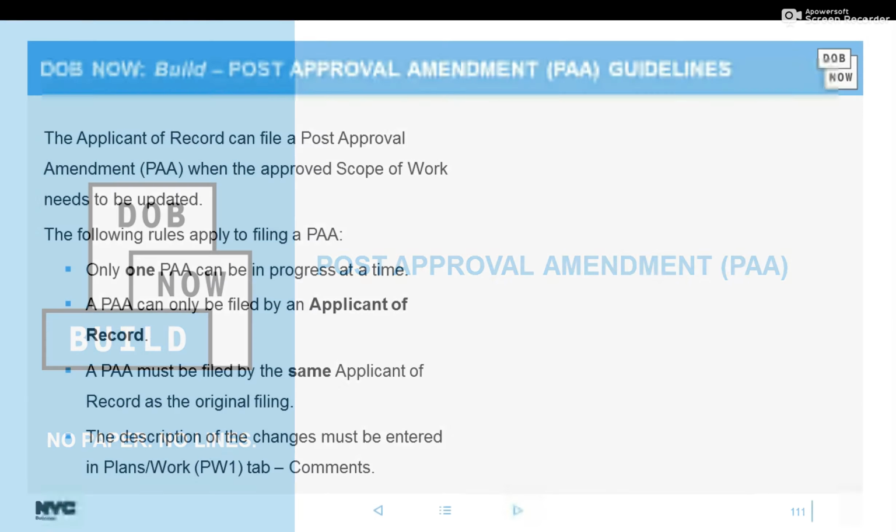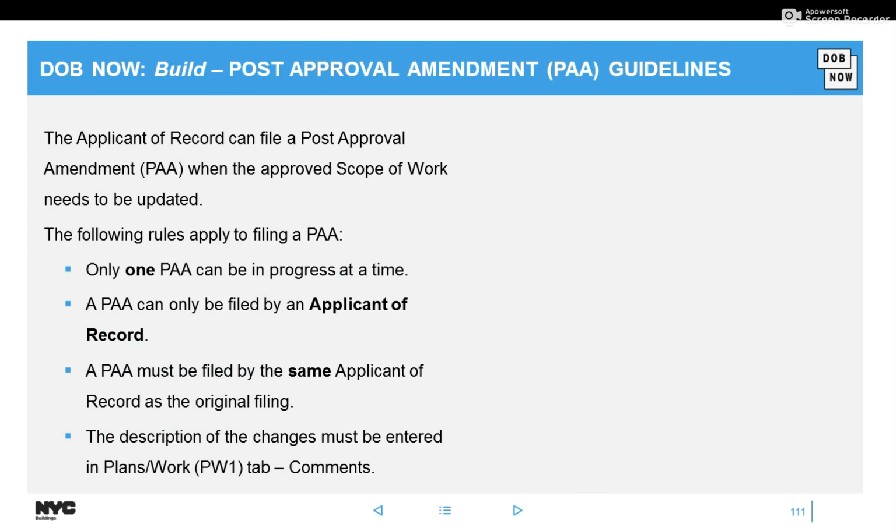Let's talk about PAAs. So PAAs hasn't changed, it's just how you do it has changed. None of the fees or anything like that changed. So only one PAA could be in progress at a time. The PAA could only be filed by an applicant of record. It must be filed by the same applicant of record as the original filing.